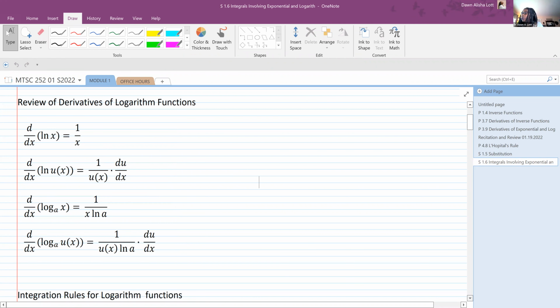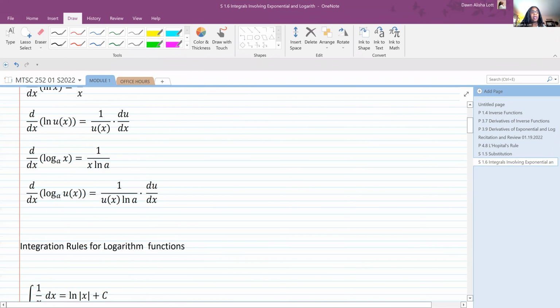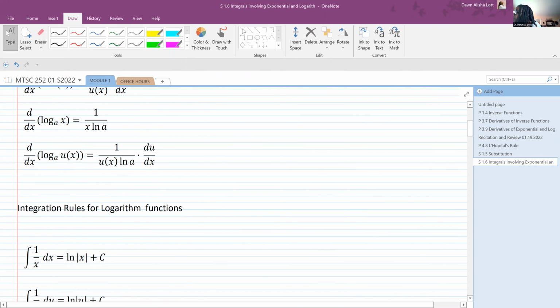What I now want to do is go into what our integration rules are. So let me just highlight this because that was what we did. And now we're moving on to something else. So we are now moving into our integration rules.